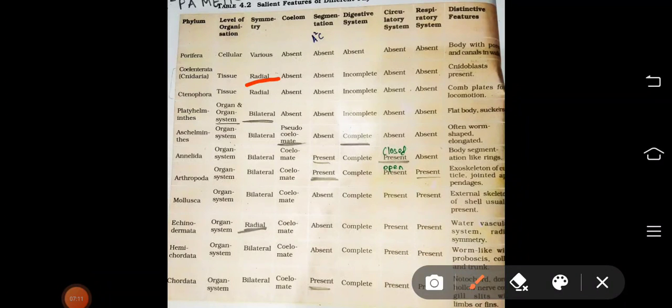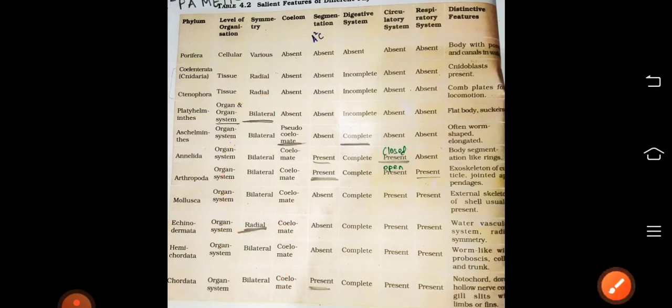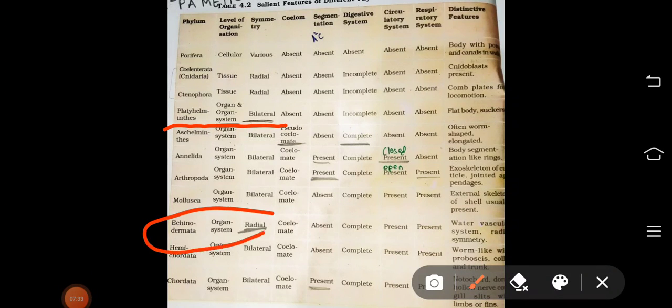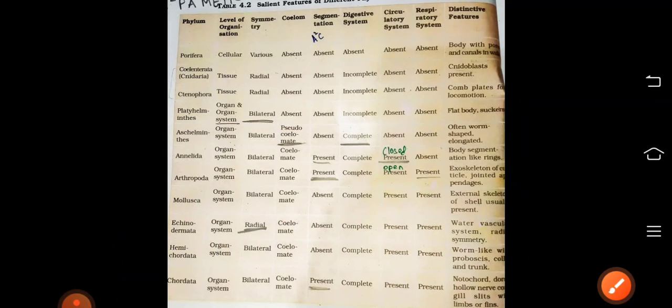Okay. So see, radial symmetry is present in Coelenterata and Echinodermata. And in Ctenophora, and the rest of them have bilateral symmetry. And bilateral symmetry starts from platyhelminthes.